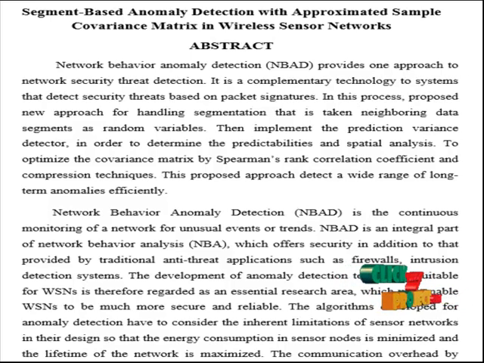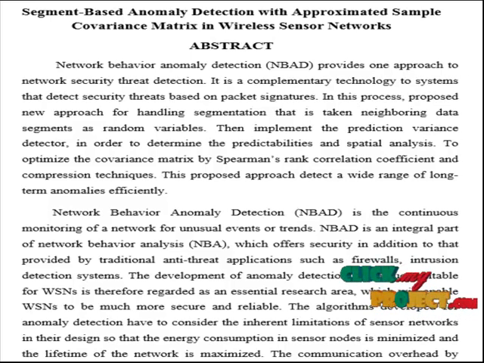In this process, we propose a new approach for handling segmentation, that is, take neighboring data segments as random variables, then implement the prediction variance detector in order to determine the predictabilities, and the spatial analysis to optimize the covariance matrix by Spearman rank correlation coefficient and compression techniques. This proposed approach detects a wide range of long-term anomalies efficiently.